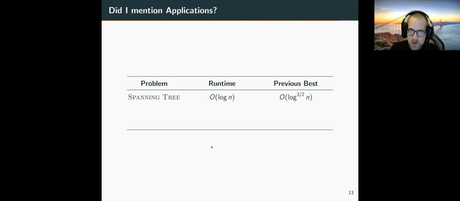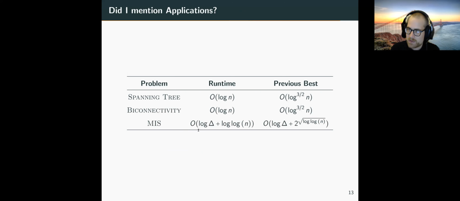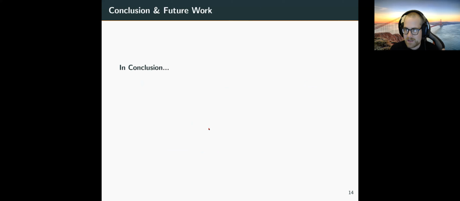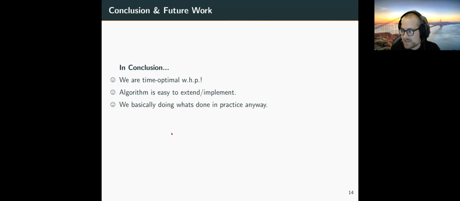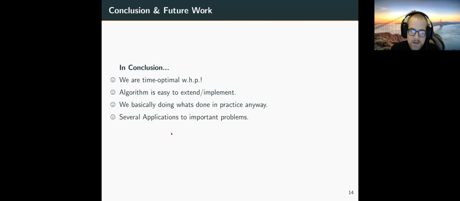So wrapping up the talk, we also looked at some applications of our problem. We found that spanning tree and biconnectivity in MPC can be solved faster now. And let me now, for time reasons, come to an end. We have seen a time-optimal algorithm for overlay construction. This algorithm is extremely easy to extend and implement because it is only based on random walks. And basically, that's what's done in practice anyway. And we found several applications to nice problems.